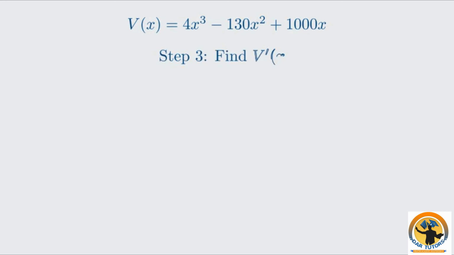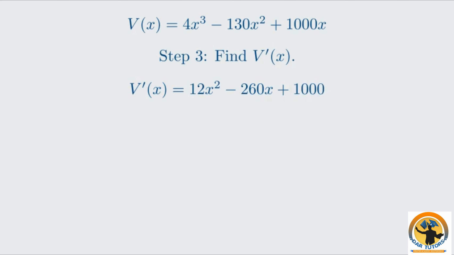Let's continue with the cake dish problem. We have our volume function V of x equals 4x cubed minus 130x squared plus 1000x. Step 3. Find the first derivative. V prime of x is 12x squared minus 260x plus 1000. To find the stationary points, we set the derivative to 0.